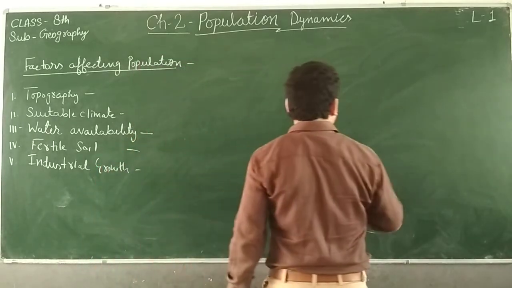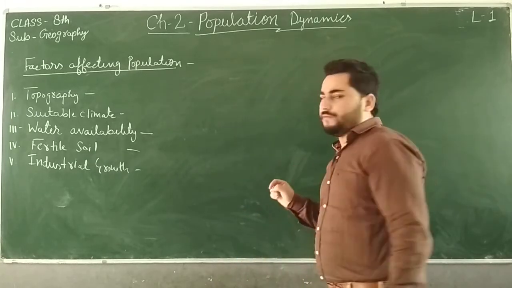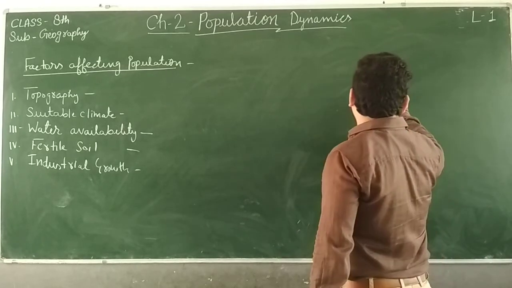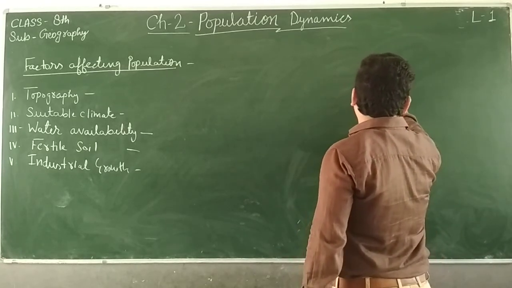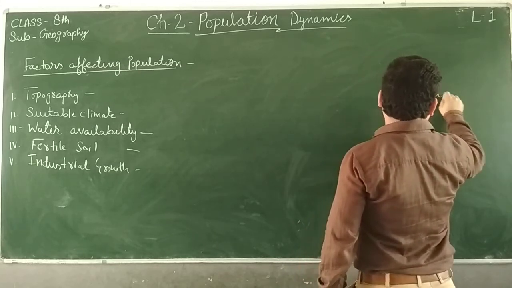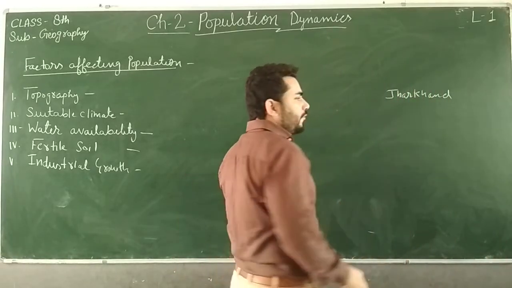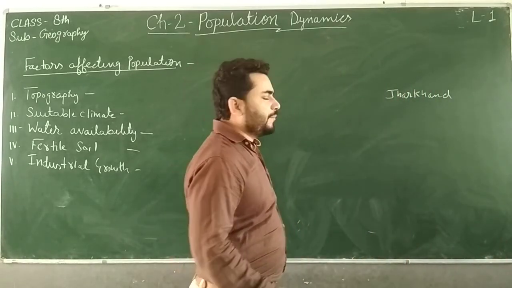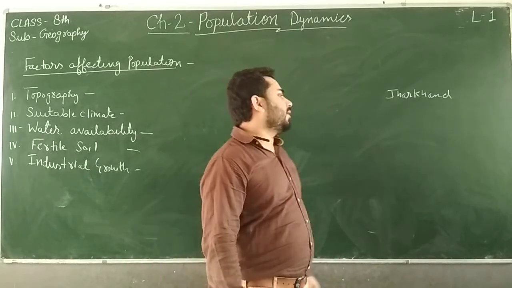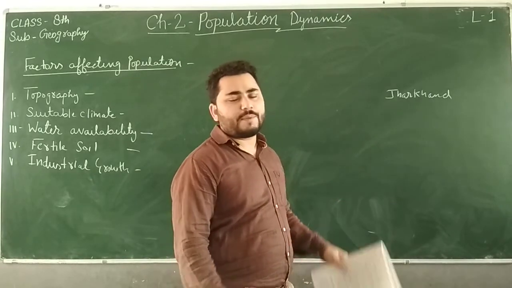And which are the places where industries grow? At the places which have an abundant amount of minerals. Suppose in Jharkhand, coal mines are there. If at some place coal is available, at some place iron is available, then the iron and steel industry will be set up there.